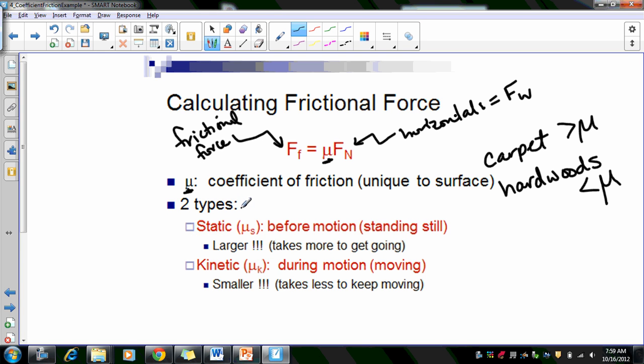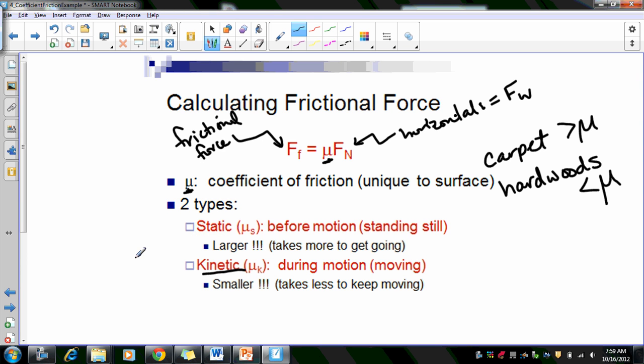There are actually two types of these coefficients. The coefficient of static friction: static characters are those that don't move or don't change. So mu_s, the static coefficient, is the coefficient before motion. The word kinetic means moving, and so kinetic coefficients are during motion. Static is when it's sitting still before it moves. Kinetic is moving, so it's during motion.